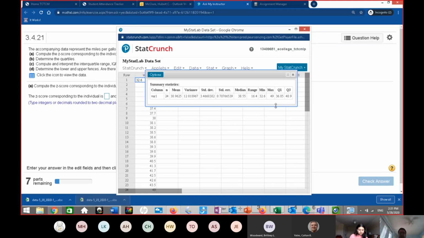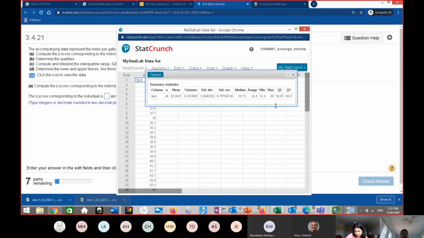Okay. Now, your first quartile, write this down. Your first quartile is 36.85. That's your first quartile. Your second quartile is your median. Your median is 38.55. And your third quartile is 40.9.